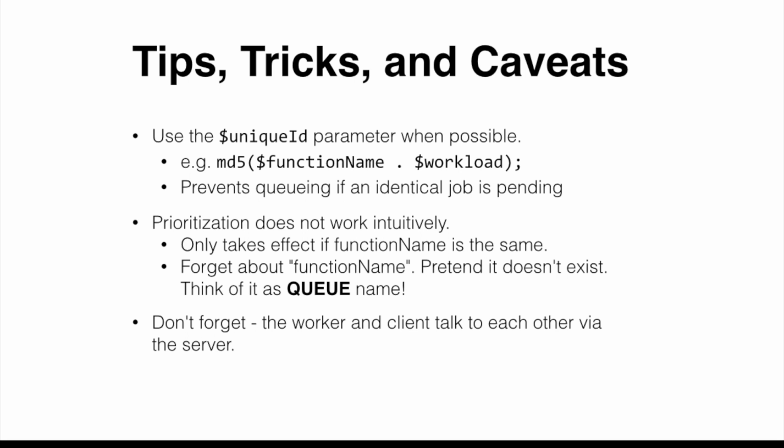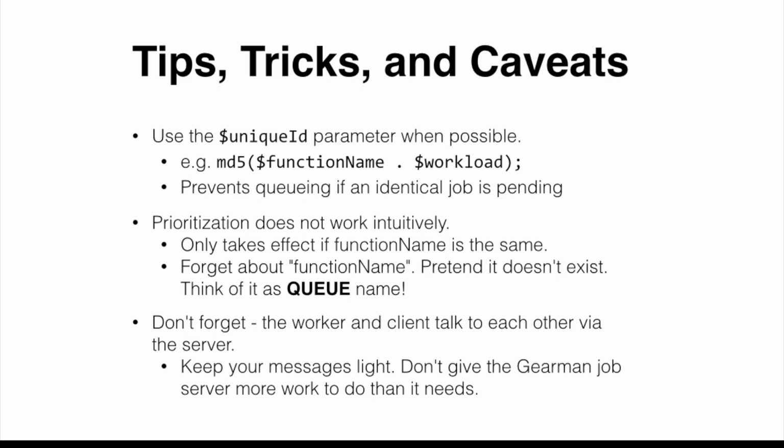And one last important thing to remember: the worker and the client do not talk directly to each other. It goes through the server. So what this should tell you is that you should keep the messages light. Don't give the Gearman job server a lot more work than it needs to do. So if you have a job that's going to generate a lot of data that you eventually need to pass back to the user, don't send that data back through the Gearman server.